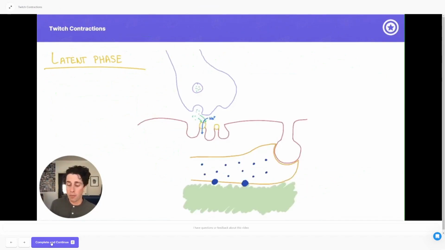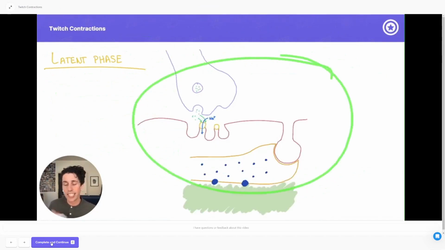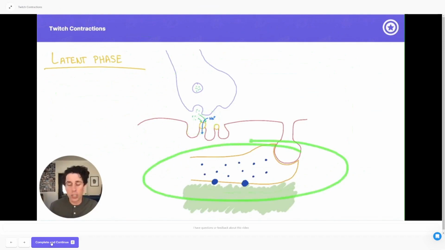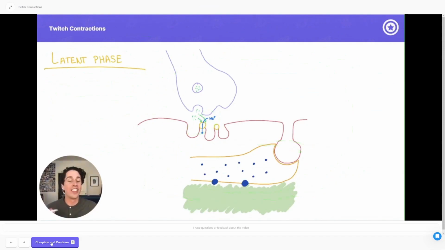Alright, so if you remember from the sliding filament theory, we had this little drawing in here. And so as we know, the action potential is going to reach the sarcolemma right here. The acetylcholine is going to bind onto these ligand-gated sodium channels, and that's going to lead to a depolarization that occurs, which will eventually reach this portion down here. If you remember, that's going to be the sarcoplasmic reticulum. And in here, we're going to have all of these calcium ions.